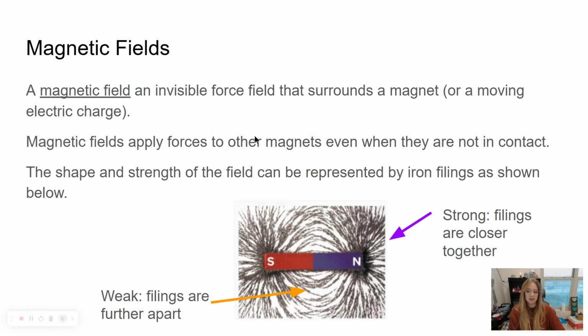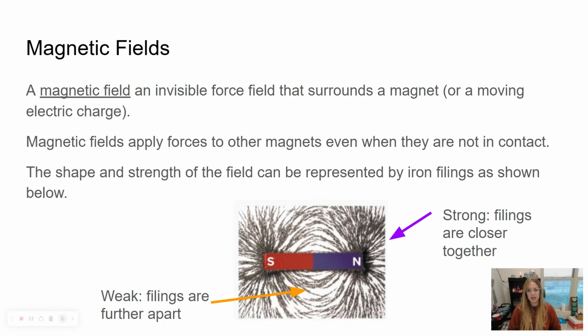So, magnetic field. A magnetic field is, again, shockingly, invisible, and surrounds the magnet. The magnetic fields apply force to other magnets even though they are not in contact. Remember, we call this a field force. When we did Newton's laws back in the day, gravity is another one where it doesn't actually have to be in contact to pull.